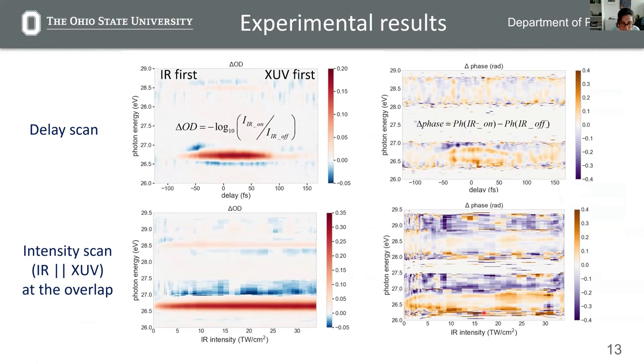And yeah, this is a phase difference between pump on, pump off cases. Maybe if you look at the intensity scan. Okay, so this 26.6 is the position of the 4P resonance. Here is the 6P resonance. So we could look at the phase around the 4P resonance. Here on the left, you see the peak in the absorbance, which corresponds to this 4P resonance state.